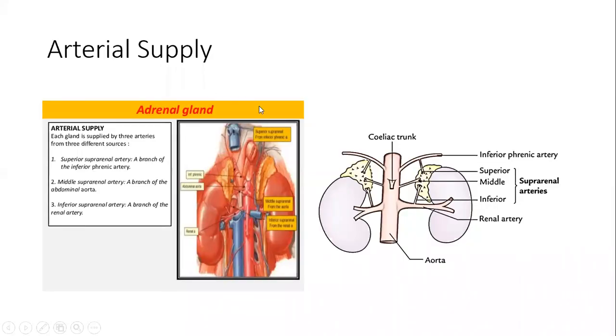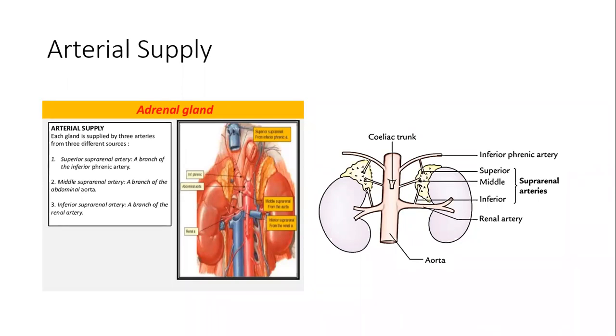Blood supply of the suprarenal glands, as you know, includes arterial supply and venous drainage. The arterial supply of the adrenal glands is very important. About 60 to 70% of the questions asked in the MCQs of the university examination in the prof are from this.